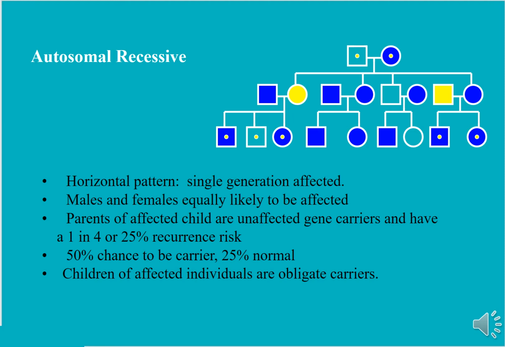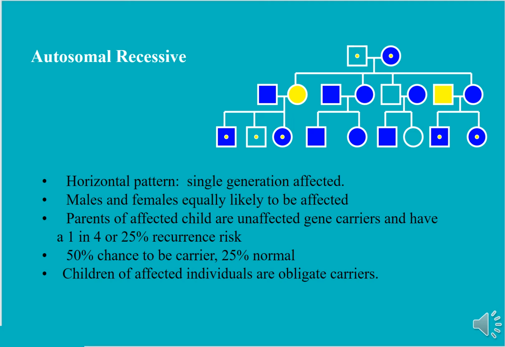What are the characteristics of this kind of inheritance? First, horizontal pattern. See, only a single generation is affected. Then, males and females are equally likely to be affected. Females and males are affected equally by the trait transmitted by autosomal recessive inheritance because the mutant alleles are not found on the X chromosomes.